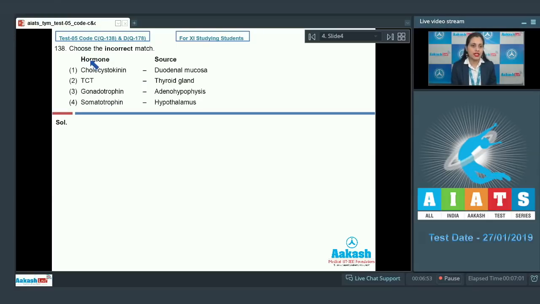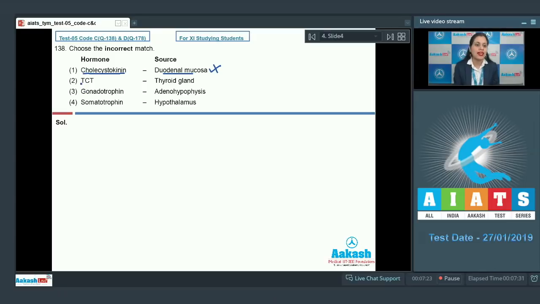Question number 138. Choose the incorrect match. In the first option, the hormone given is cholecystokinin and the source is duodenal mucosa. And as it is a correct match, this cannot be a correct answer to our question, because cholecystokinin is a hormone released from the intestinal mucosa and the source is duodenal mucosa.